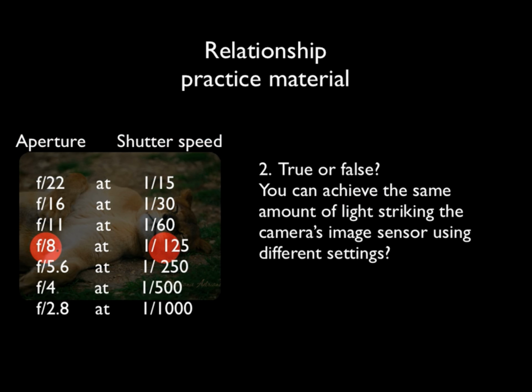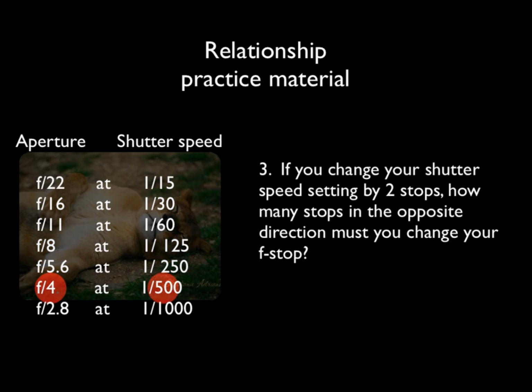Number 2. True or false? You can achieve the same amount of light striking the camera's image sensor using different settings. True. Number 3. If you change your shutter speed setting by 2 stops, how many stops in the opposite direction must you change your f-stop? 2.